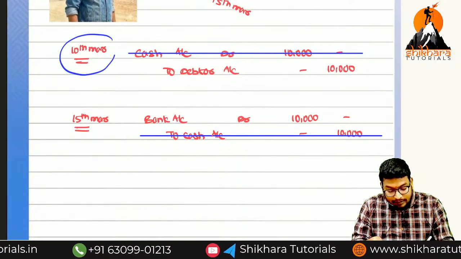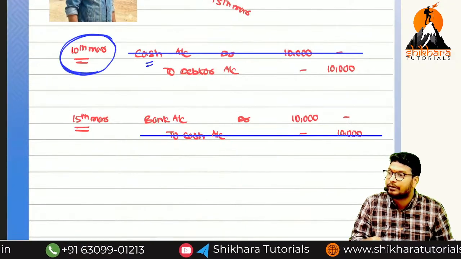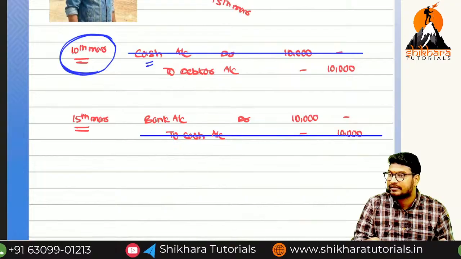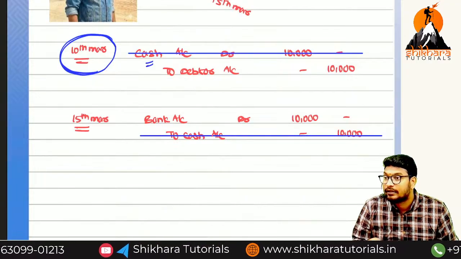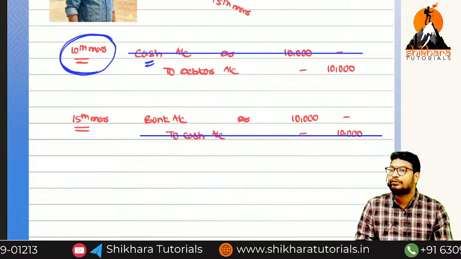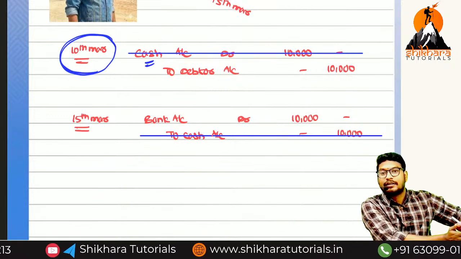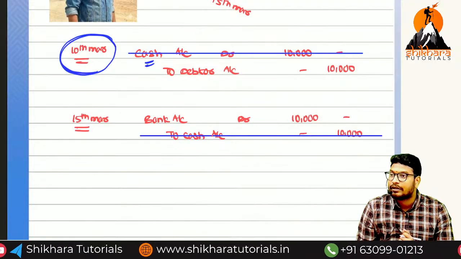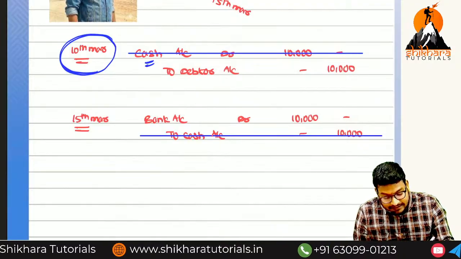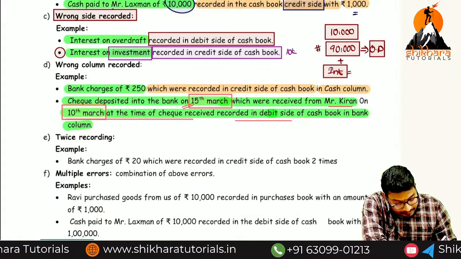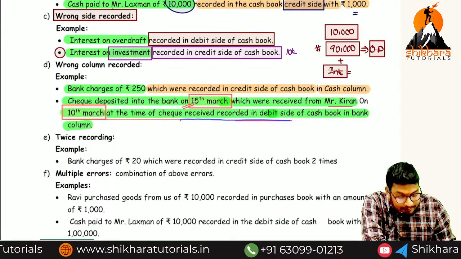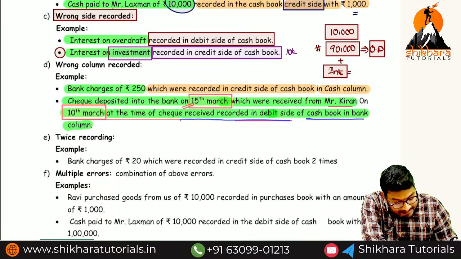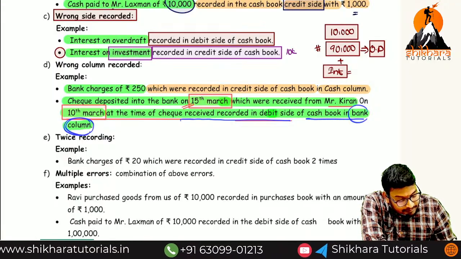On the date of taking the check, in which column do you need to record? Debit side. In which column? Cash column. Now, the check is received on one date and deposited on another date. At the time of receiving the check from the debtor, in which column do you have to record? Cash column. But unfortunately, what is he doing? At the time of receiving the check, he recorded it on the debit side. The side is fine, but of which column in the cash book? They have recorded it in the bank column.